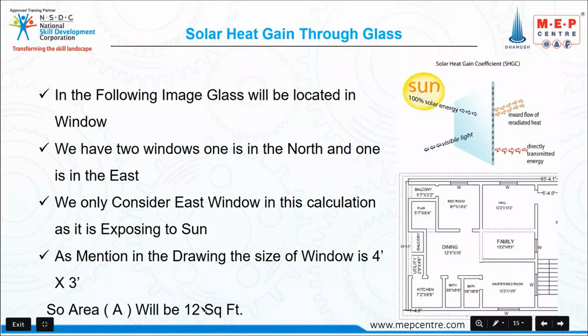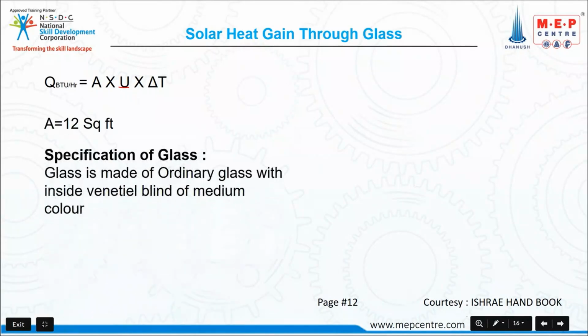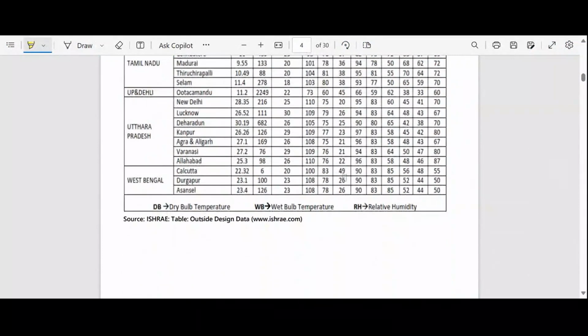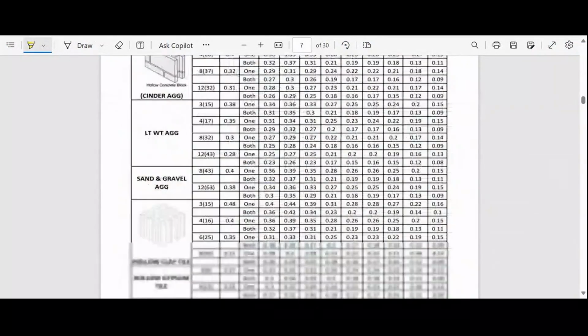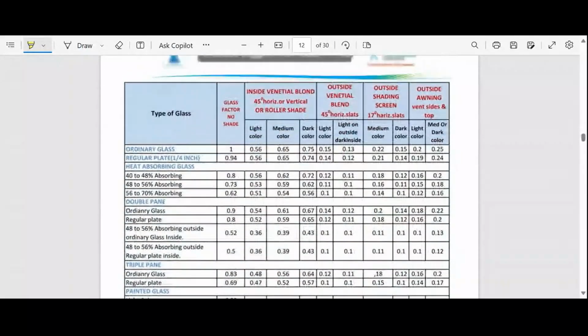No. Okay. Next, we need to find the U factor. As we know, A into U into delta T, now we will find the U factor. The material specification is given: glass is made of ordinary glass with inside Venetian blind of medium color. So page number 12. If you take page number 12, I'll come to page number 12 now. So this is page number 12.